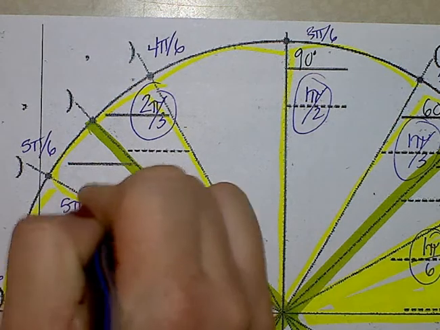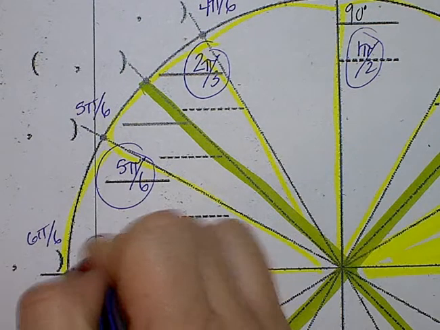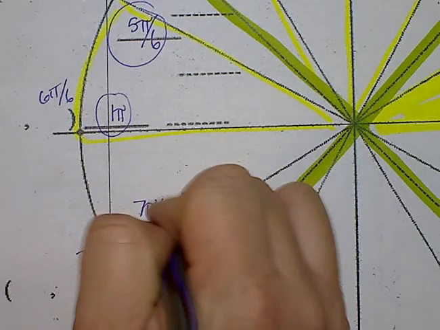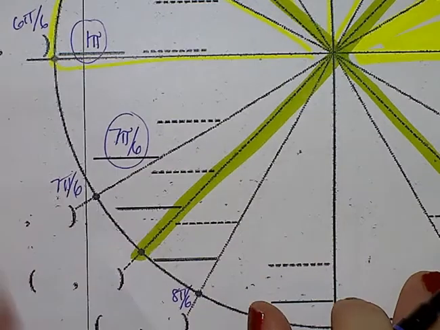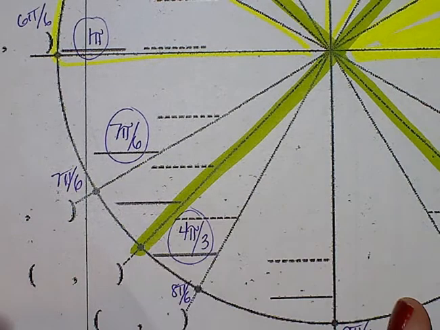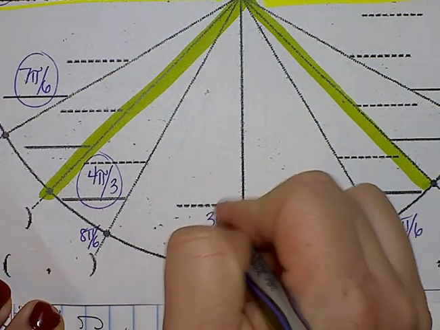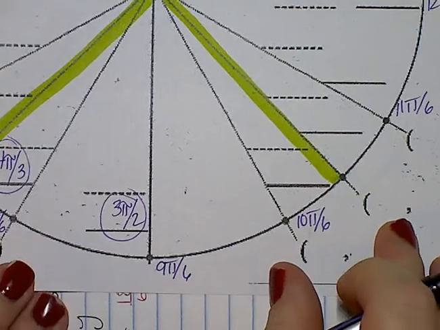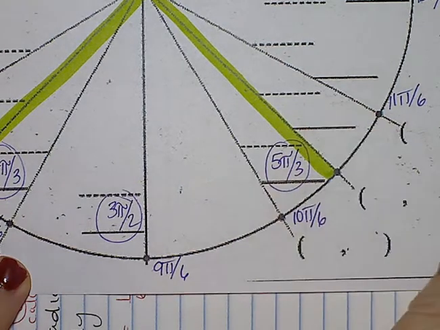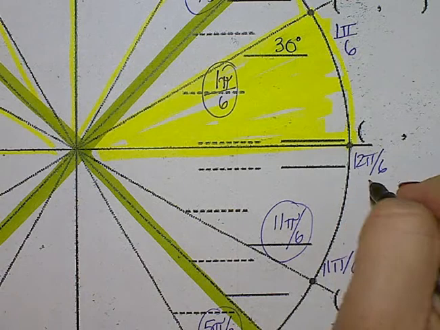5 pi over 6 does not reduce. 6 pi over 6 reduces just to 1 pi. 7 pi over 6 does not reduce. 8 pi over 6 reduces, dividing both by 2, to 4 pi over 3. 9 pi over 6, I can divide both by 3 to get 3 pi over 2. 10 pi over 6, both even, divide both by 2 to come up with 5 pi over 3. 11 pi over 6 does not reduce. And 12 pi reduces to 2 pi.